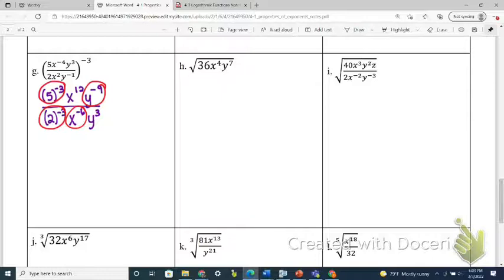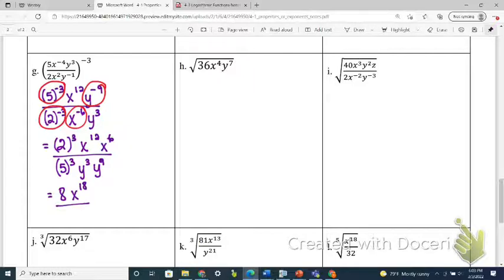So this all becomes 2 to the third, x to the 12th, and x to the positive 6. On bottom, my 5 to the negative third needs to move to the bottom, so that's 5 to the third. Y to the third stayed there, and y to the negative ninth moves down to the bottom. So now I can simplify. 2 to the third is 8. 12 plus 6 is 18. 5 to the third is 125. 3 plus 9 is 12.